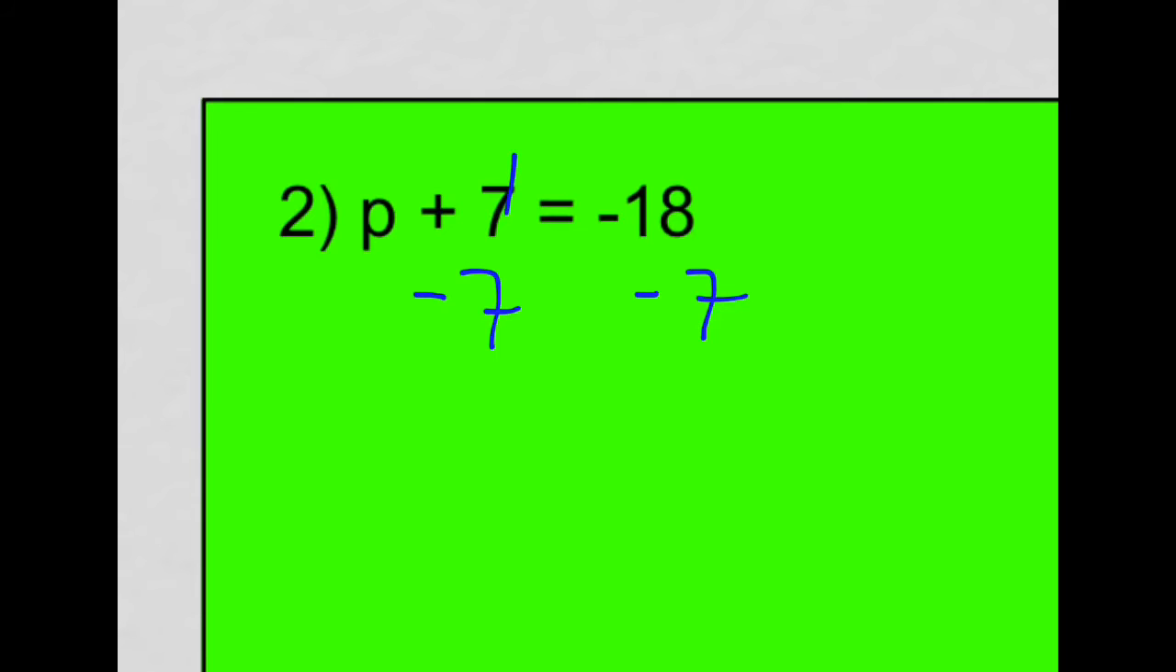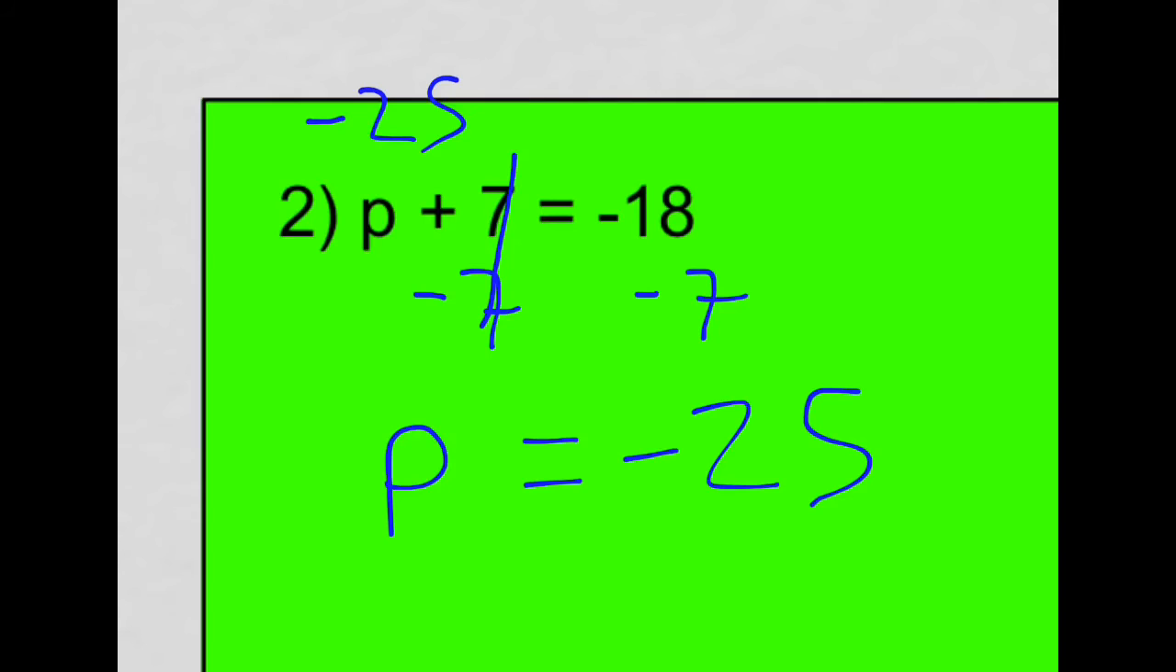Now the plus 7 minus 7 cancels out, and I'm left with p equals negative 18 minus 7, which is negative 25. And if I was to replace the p with negative 25, negative 25 plus 7 does equal negative 18. Done.